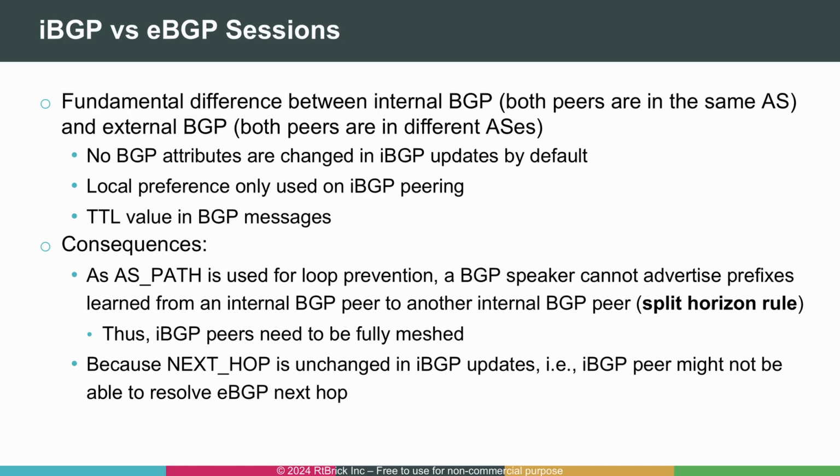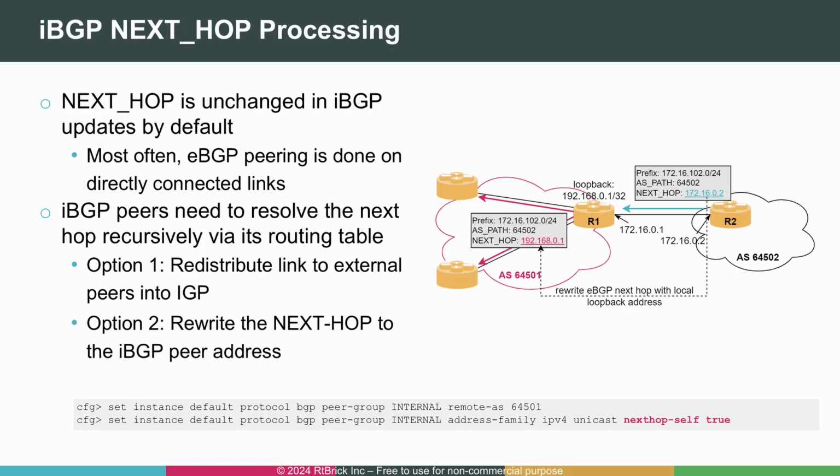Another important attribute is the next hop, which also remains unchanged in iBGP updates. Because eBGP peers are usually directly connected and iBGP peers are not, this can lead to a situation where an iBGP peer cannot resolve the next hop of a route learned from another AS. On the flip side, some BGP attributes are exclusive to iBGP, such as local preference. Let's take a closer look at next hop processing.